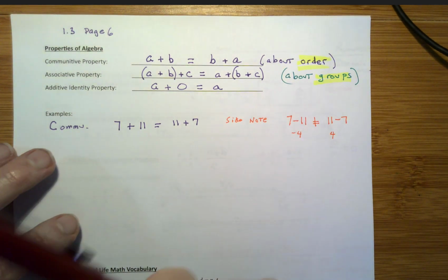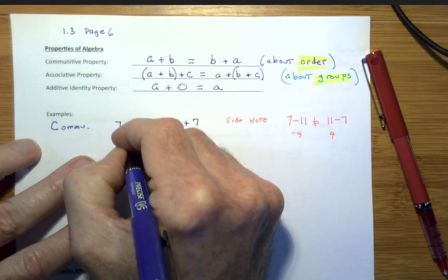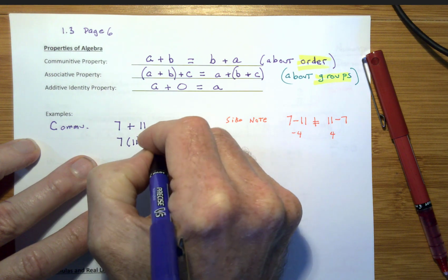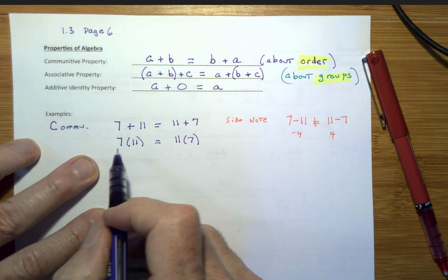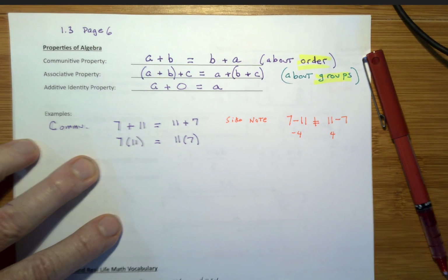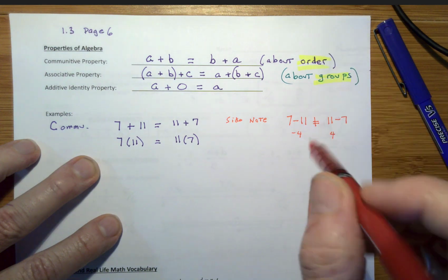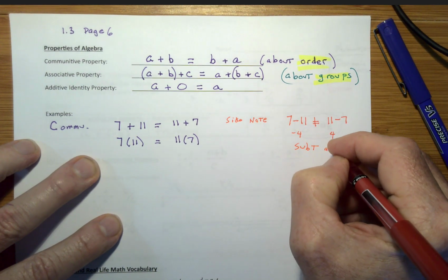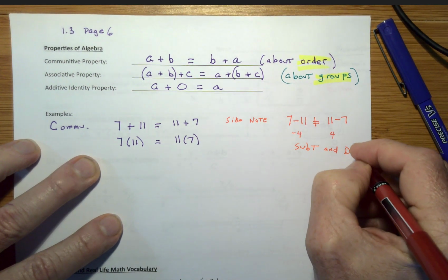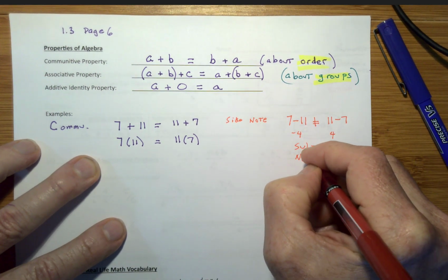So if we did, let's say we did 7 times 11, we can change the order. 11 times 7, and we still get 77 either way. But for subtraction and division, they are not commutative.